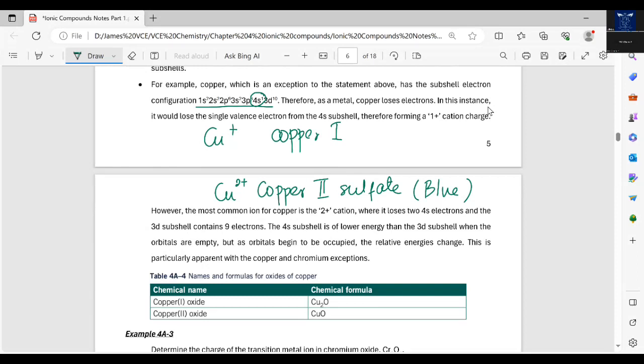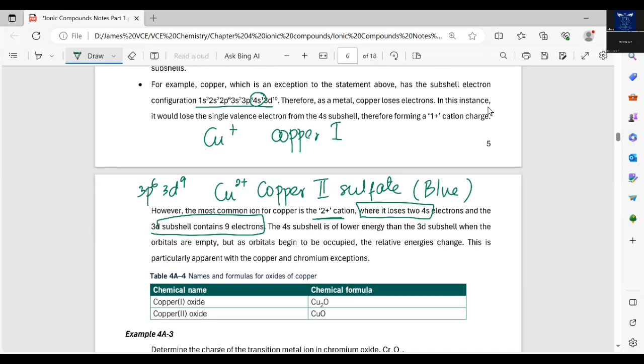When it loses 4s electrons rather than 1, the 3d now becomes 9 electrons, because the 4s subshell is of lower energy than the 3d subshell. So they will lose 4s first. Afterwards, it will form like another 4s coming in, and then you have a 3d. So after 3p6, you have a 3d9. Your 4s is completely gone. So in that case, you will have a 2 plus.